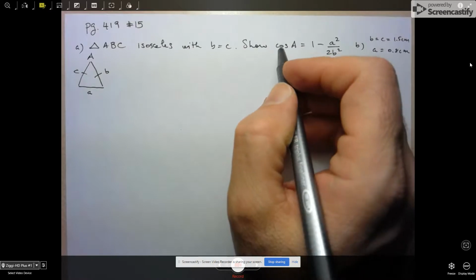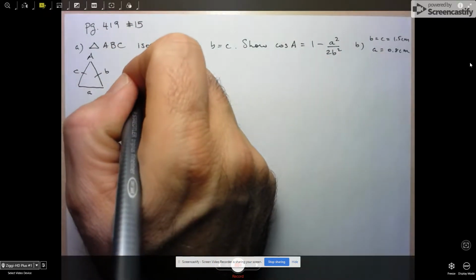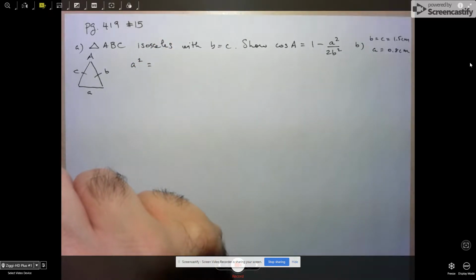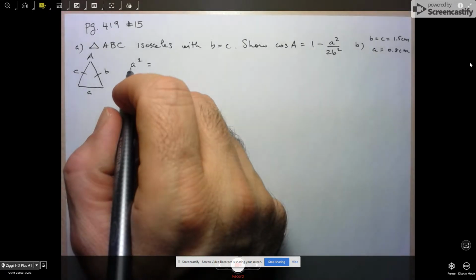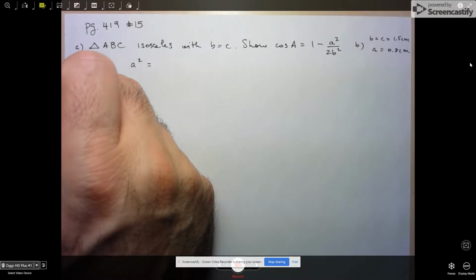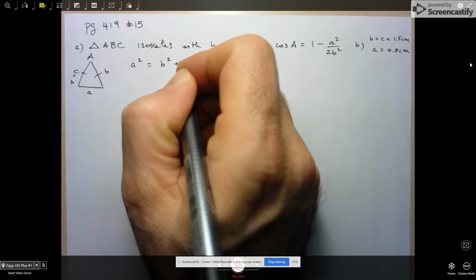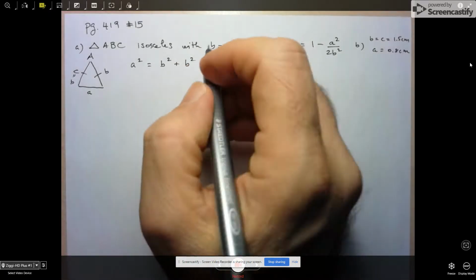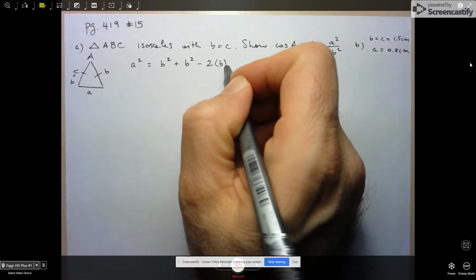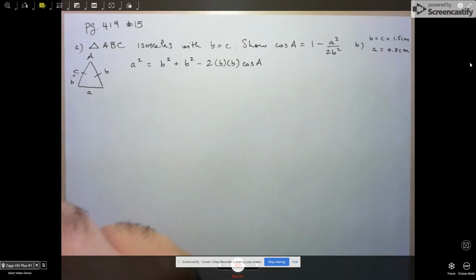Since we're looking for cos A, I'm going to use the side opposite it, little a, as my variable on the left-hand side. So if we apply the cosine law to this triangle, we have that a squared is equal to the sum of the square of the two other sides. But here, remember, side C is equal to side B, so I'm just going to use the same variable for both. So b squared plus b squared minus 2 times the product of those two other sides, so again, b times cosine of the angle opposite the A.